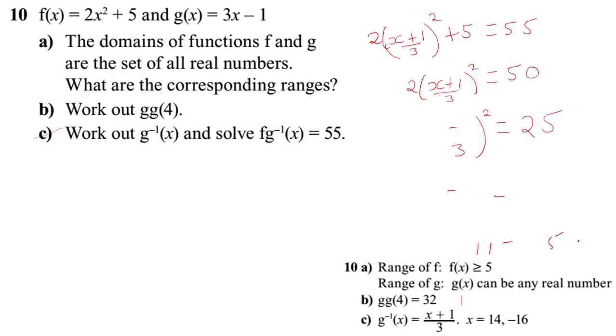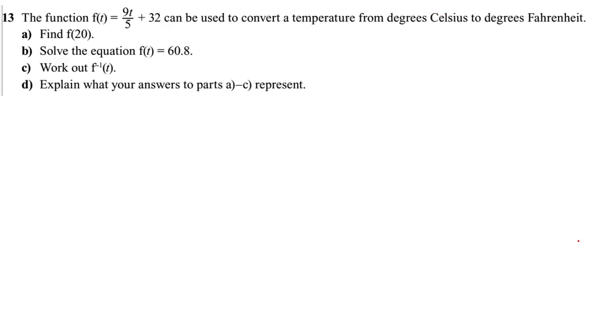So the aim of the lesson today was just basically to look at various kinds of questions they can ask in exam. Look at some problems that involve solving equations, forming equations and solving them. I would like you to try question 13, which is an application question. It says the function f of t equals 9t over 5 plus 32 can be used to convert temperature from degrees Celsius to degrees Fahrenheit. So find f of 20.